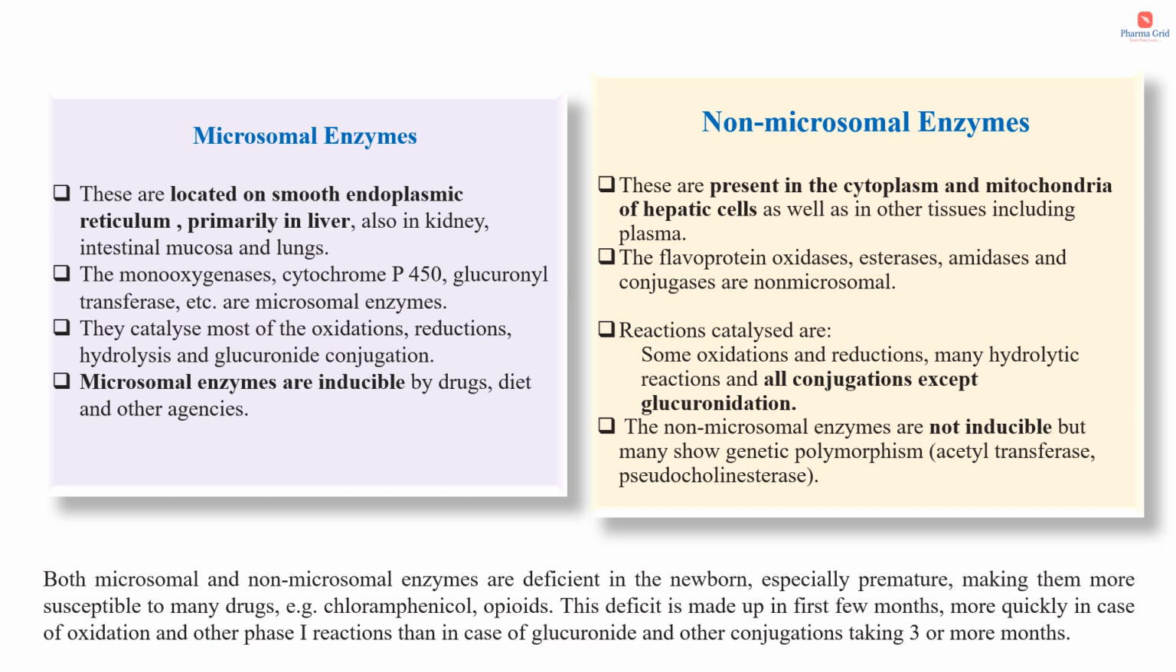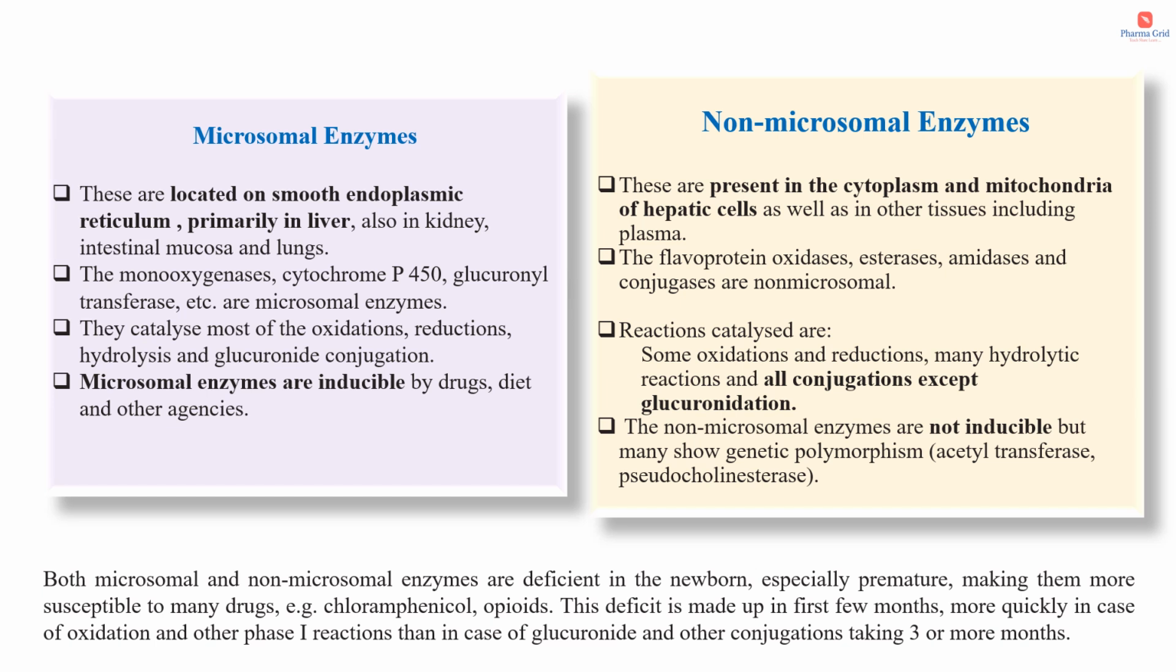Next one is non-microsomal enzymes. They are present in the cytoplasm and mitochondria of hepatic cells as well as in other tissues including plasma. The flavoprotein oxidases, esterases, amidases and conjugases are non-microsomal. Reactions catalyzed are some oxidations and reductions, many hydrolytic reactions and all conjugations except glucuronidation. The non-microsomal enzymes are not inducible but may show genetic polymorphism. For example, acetyl transferase, pseudocholinesterase.